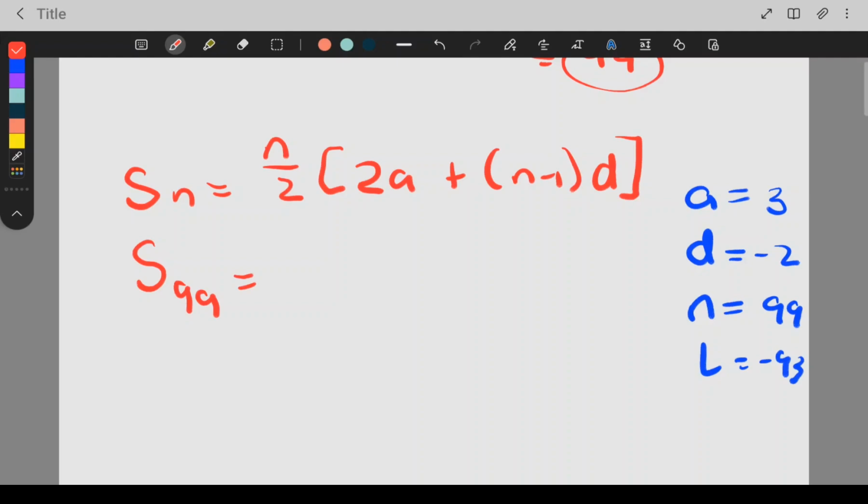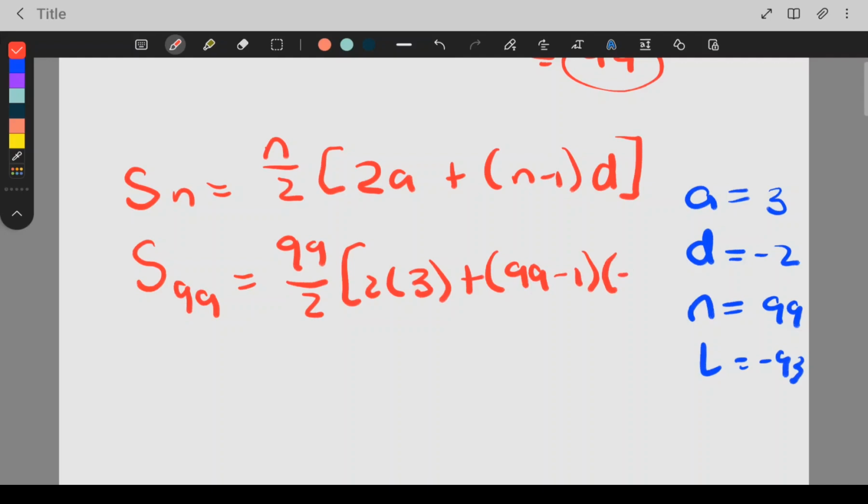So S_99 is 99 over 2, times 2 times A, which is 3, plus N, which is 99, times D, which is -2. Close bracket. All on your calculator. You should get -9405. And that's how you calculate the sum of any series if they give it to you in sigma notation.